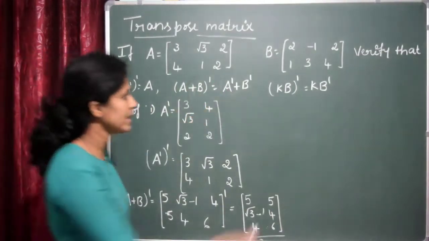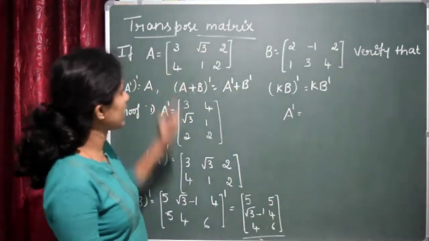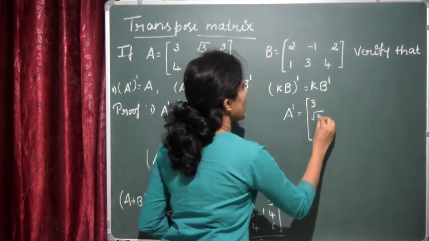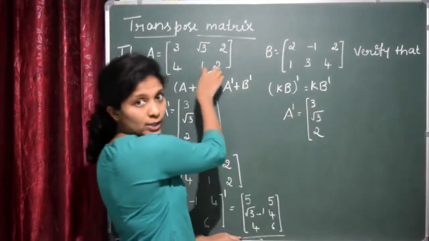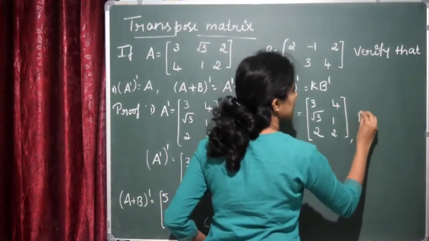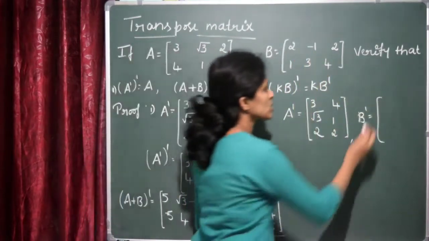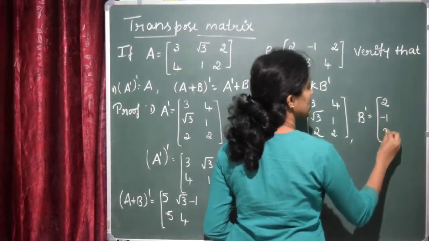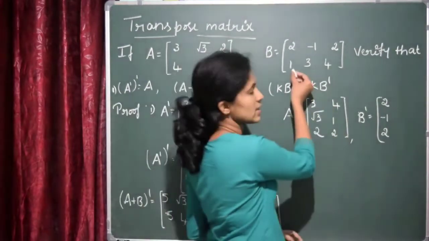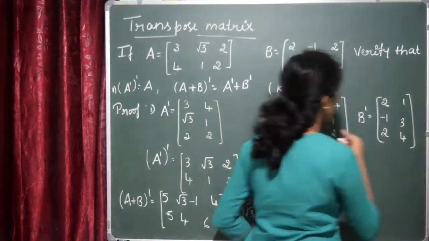We will find the right hand side. To find the right hand side we have to find A' first. A is this one. So A' will be 3, root 3 and 2, and this is 4, 1, 2. The column will be 4, 1, 2. This is A'. Now I'll write B'. What is B'? This is a row 2, minus 1 and 2. So the column will be 2, minus 1 and 2. I hope you are understanding this. We are just interchanging the rows and columns. This is 1, 3, 4. So here we got A' and B'.